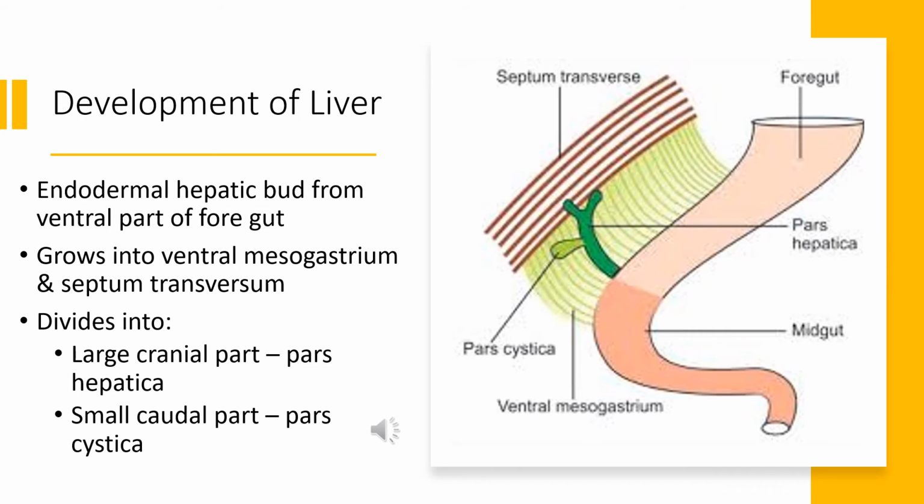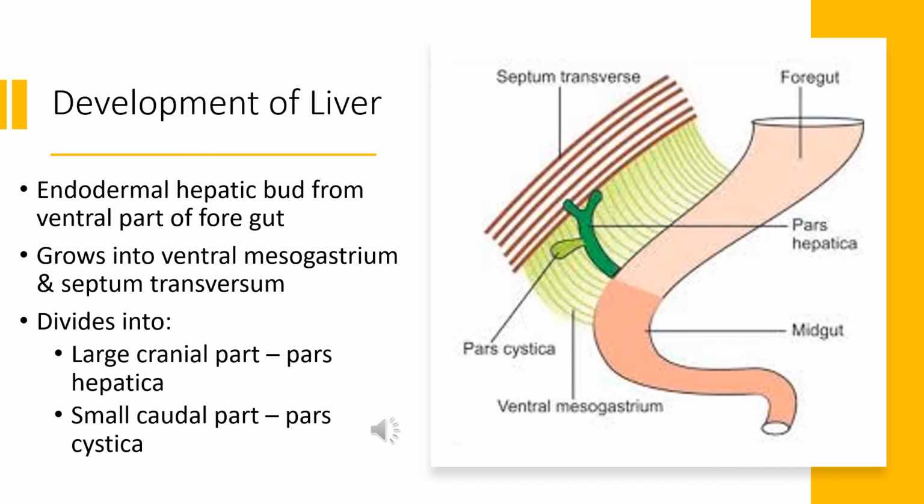Now we will take up the most important objective of this class, that is the development of the liver and also the development of the extrahepatic biliary apparatus. The description which is given here is slightly different from what is given in your embryology textbook, and you can follow this description for your examination purpose.